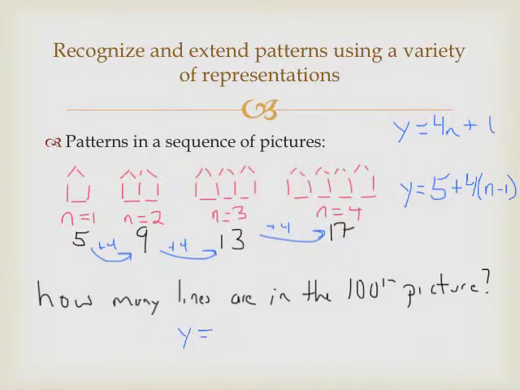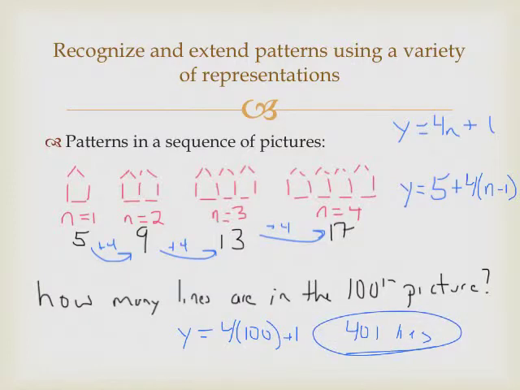So in the 100th picture, it becomes 4 times 100 plus 1. And so there are 401 lines. And we didn't have to draw a single picture. Pretty cool.